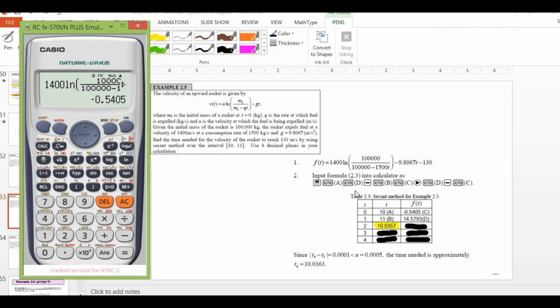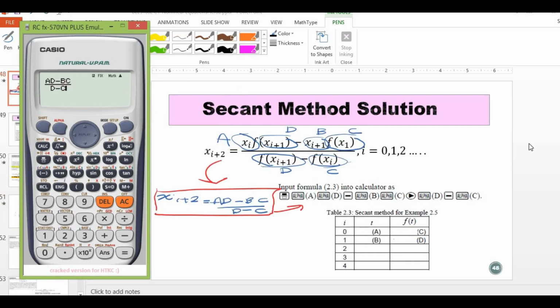Okay, then we need to find our new xi plus 2 here. In order for us to find this one, we need to use the formula of secant. So we are going to use this formula. So we have the secant formula here: AD minus BC divided by D minus C. So we are going to use this formula.